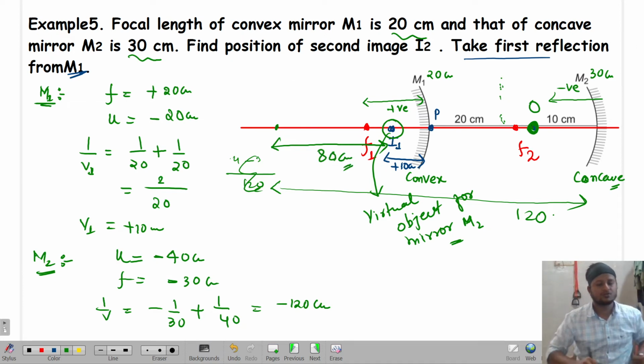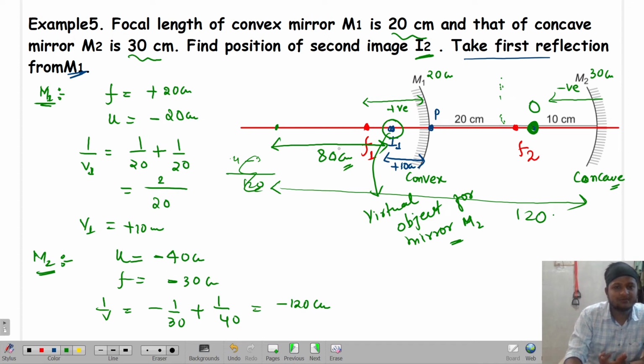So this was your JEE Advanced 2018, I think. It was asking about the position of second image I2. If someone asks you what is the position of image I2, you will write either 120 or 90, but you will not think about 80. Why am I not going to think about 80? Because it is the position of image I2 from I1. But actually your answer should be this 80 centimeter.